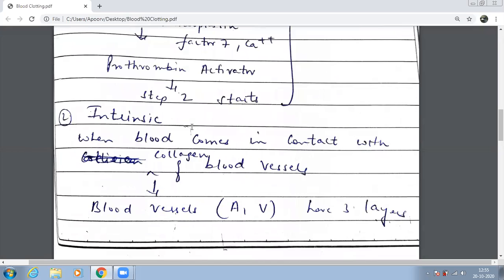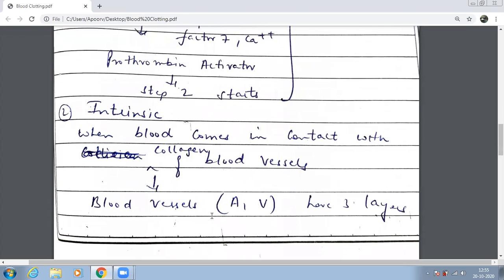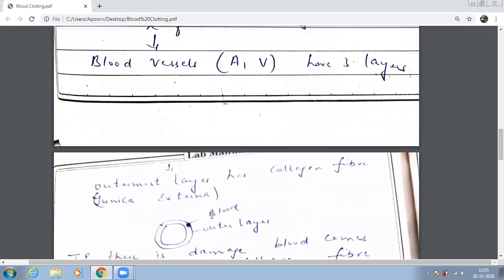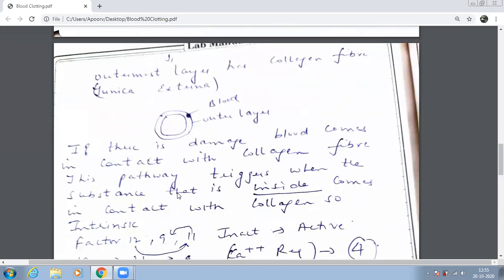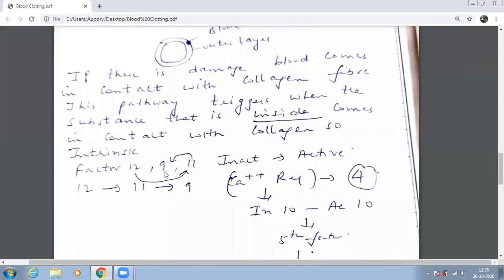Let's move on to the intrinsic one. What is happening in intrinsic? This happens when blood comes in contact with the collagen of blood vessels. When we say blood vessels, we mean arteries and veins. They have 3 layers. Collagen fibers are found in which layer? The outermost layer. What is it called? Tunica externa. And then the same process is going to start in intrinsic also.